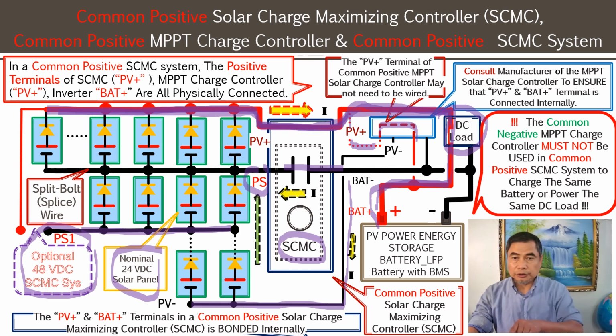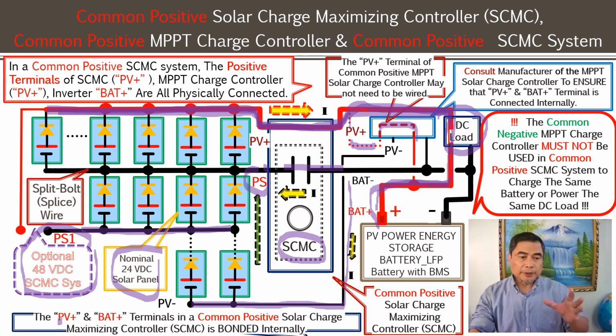MPPT solar charge controller will not be used here unless you charge a separate battery bank. We're going to talk about that in another scenario, with a common negative MPPT solar charge controller used in a common positive solar charge maximizing controller system, but it has to charge a separate battery, like a power pack or something. So the battery positive and negative terminals don't get connected into this system, because if you connect that battery into this system, it's a short circuit. It's like a burning.